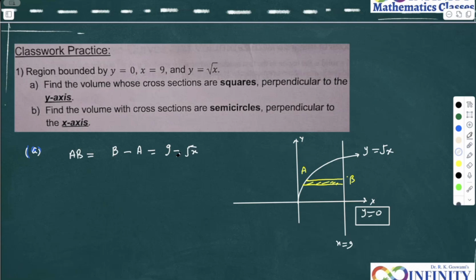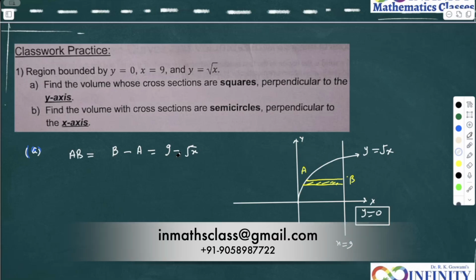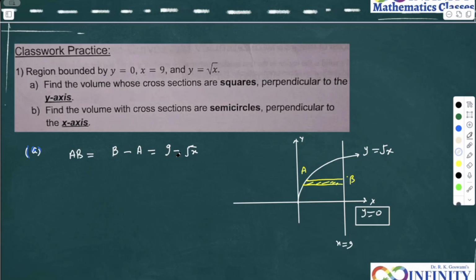Let me just check if I am not making any mistake. Oh, see, there is a mistake from my side. We need to plug the values of x there. So when y is square root of x, that means x is going to be y square. Do you agree? The cross section is perpendicular to the y-axis. I need to plug the values of x there. So I should be able to write y square there.